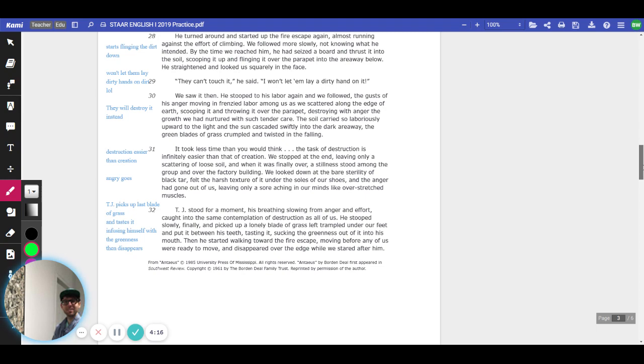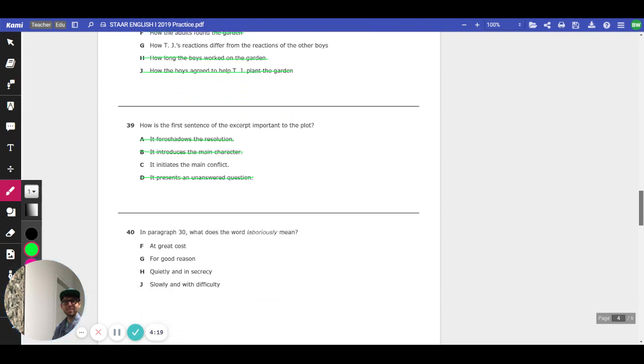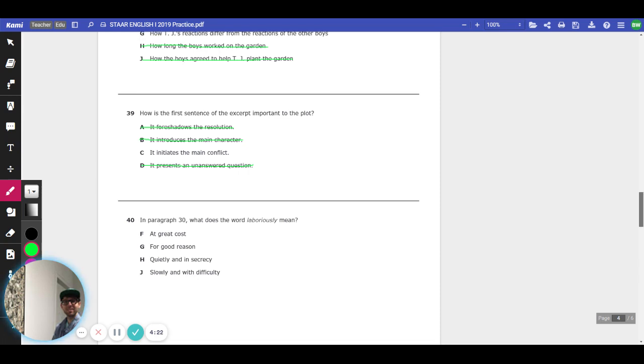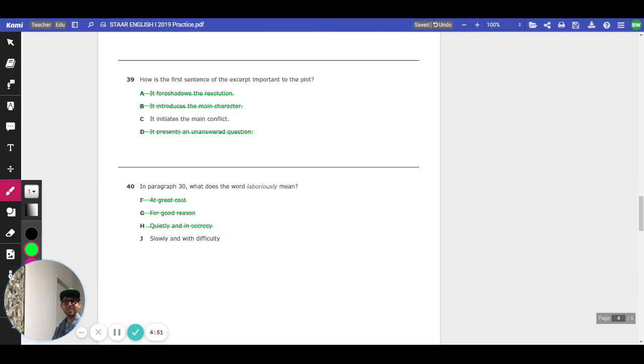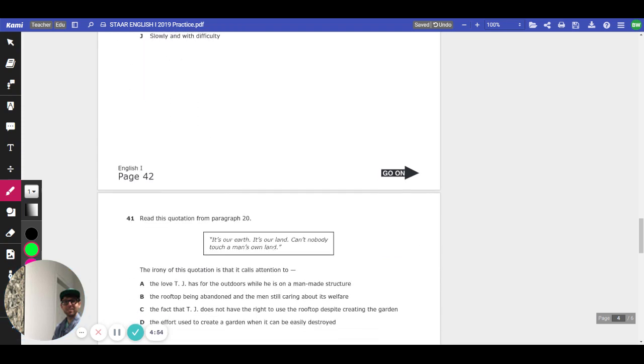So from context, we can kind of get an idea of what it means, but also we'll have a dictionary at our disposal, so we should look it up as well to get the denotation. So then we're getting denotations and connotations, and we can kind of figure out the best answer. And at great cost, well, it was slightly at great cost, but that's not really in the definition of laboriously. So this one could throw you off if you were just looking at context. For good reason, that one doesn't make sense at all. Quietly in secrecy, that doesn't make sense at all. So slowly and with difficulty. I know that because I looked it up and I looked at the context.